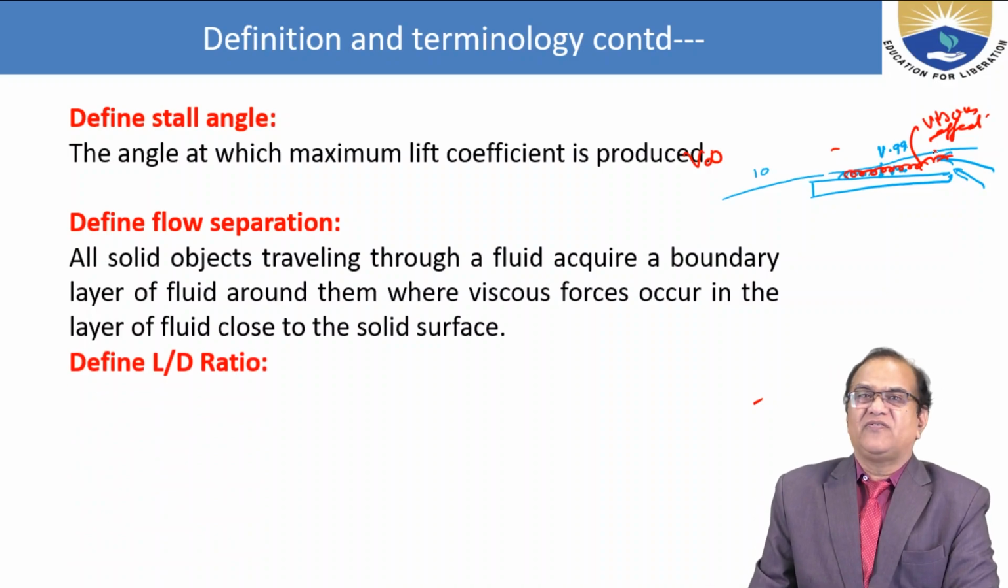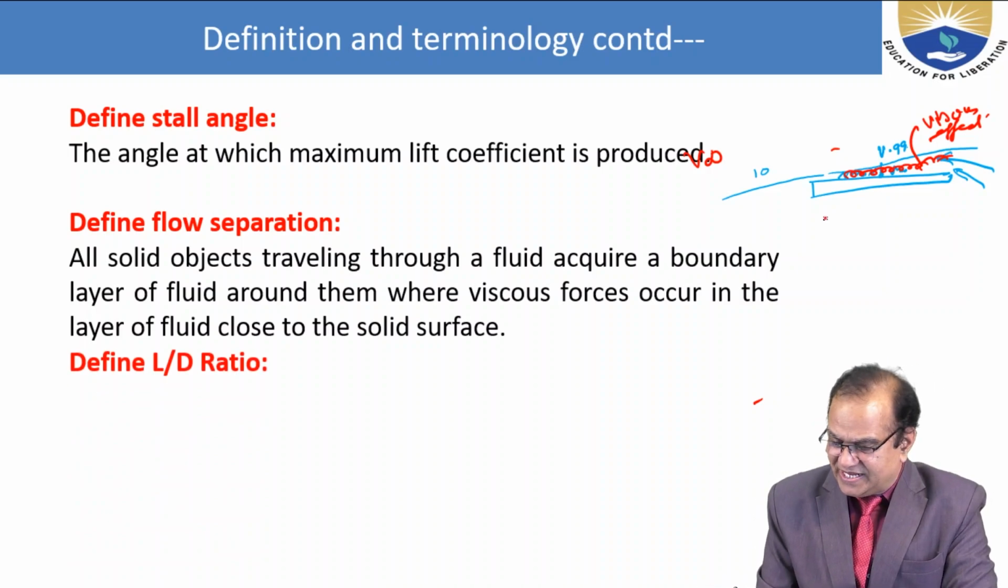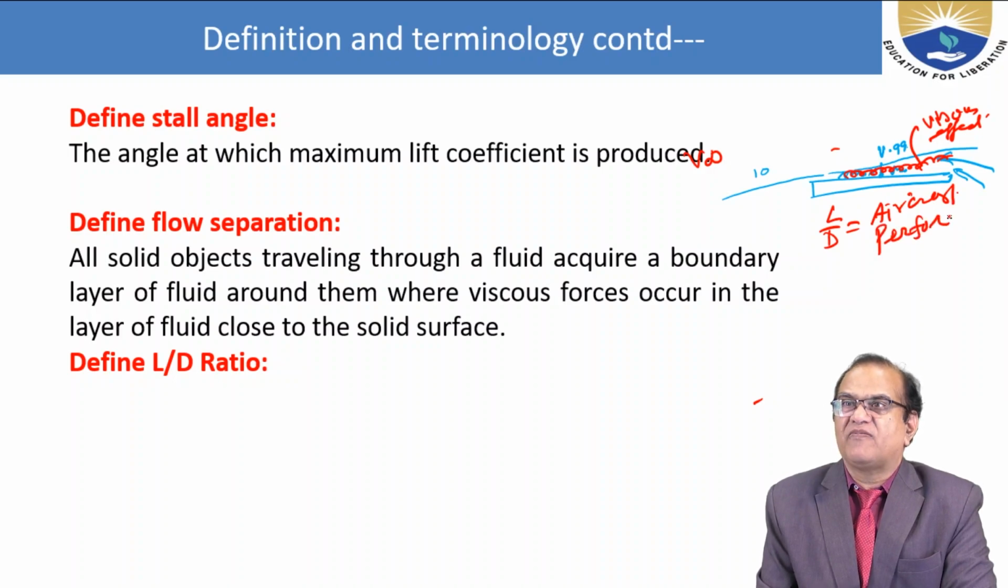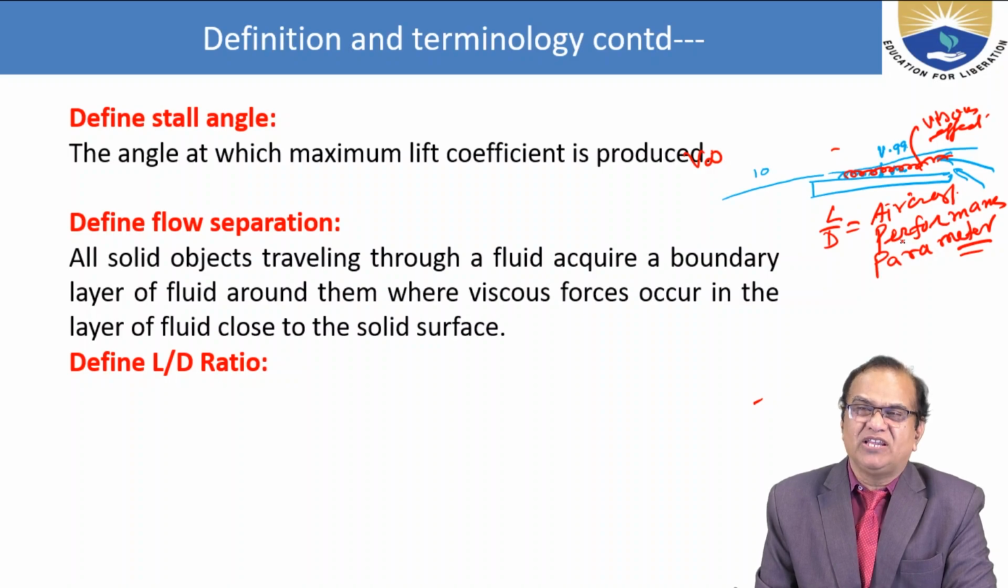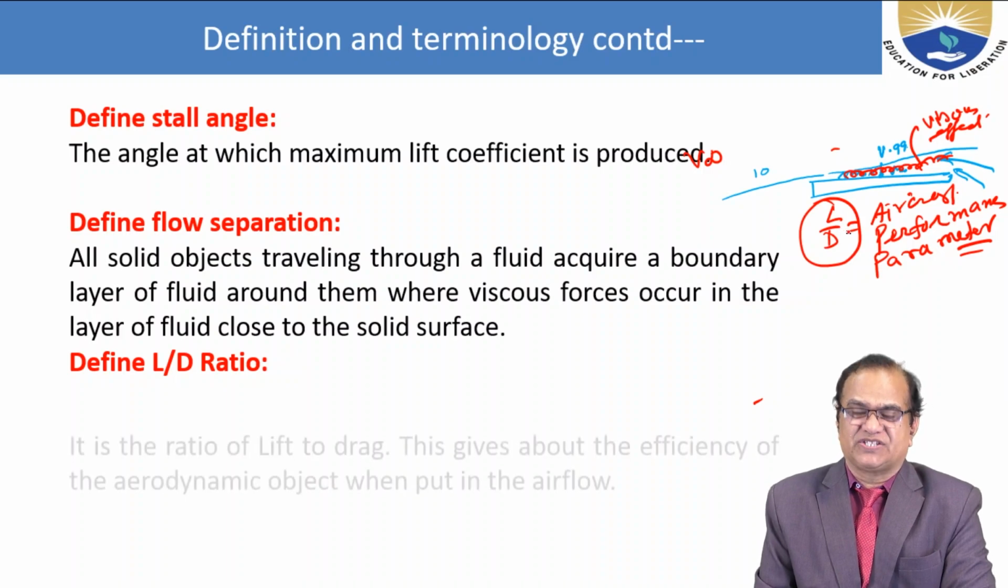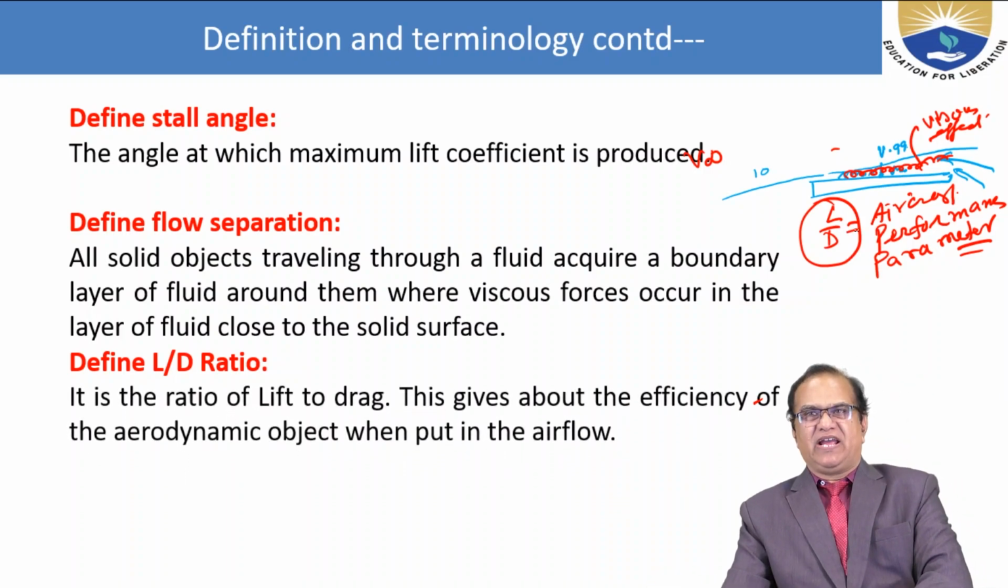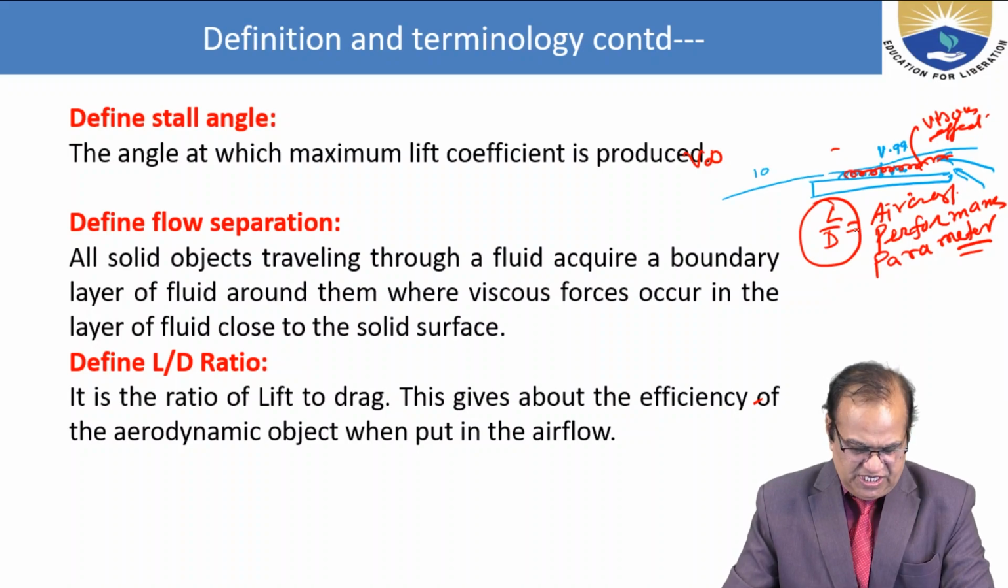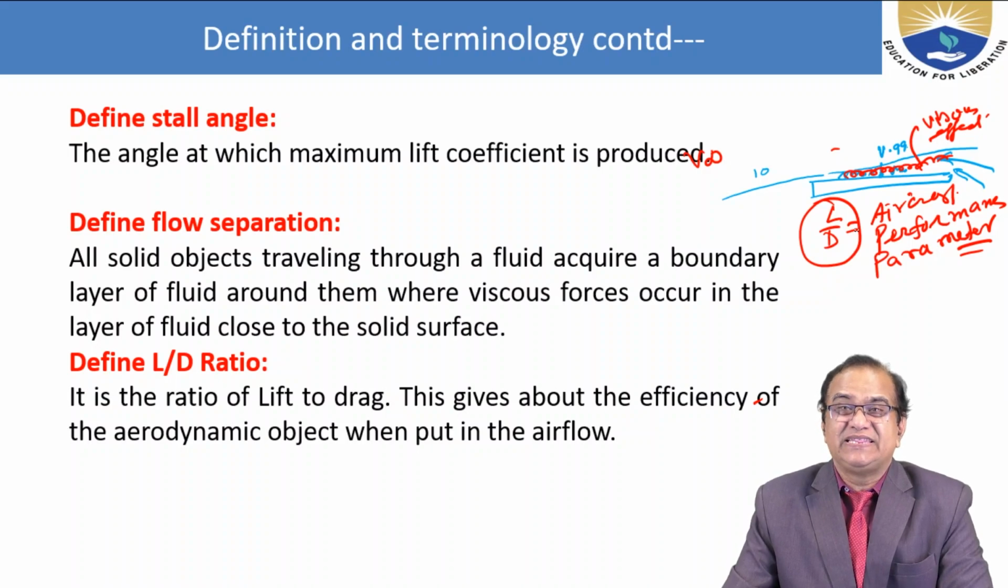Now define the L by D ratio. Here L by D is an aircraft performance parameter, a very important parameter, and in flight mechanics, in all the performance calculations, we take L by D. It is a very, very important characteristic. It is the ratio of lift to drag. This gives the efficiency of the aerodynamic object put in the airflow. So how much is L by D, that much is the wing efficient.